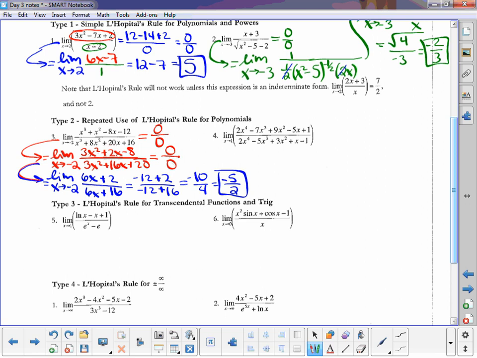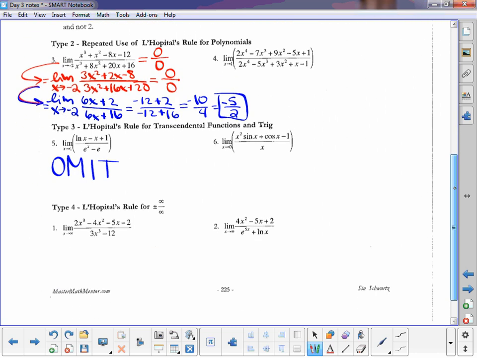Let's take a look at 5 and 6. 5 we're going to omit for now because you don't know the derivative of natural log yet. But that's coming up soon. Once you learn that, you can do any type of calc B form you want. Okay, let's go take a look at number 6.